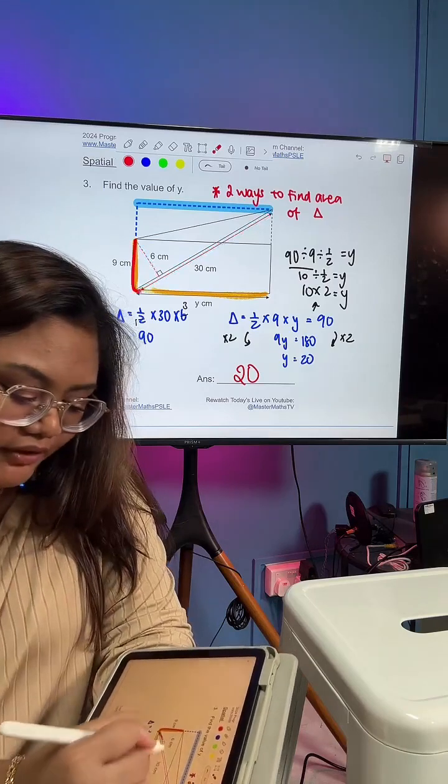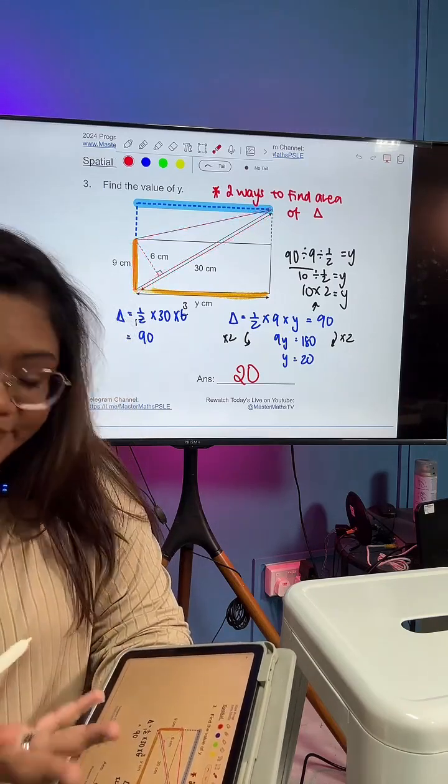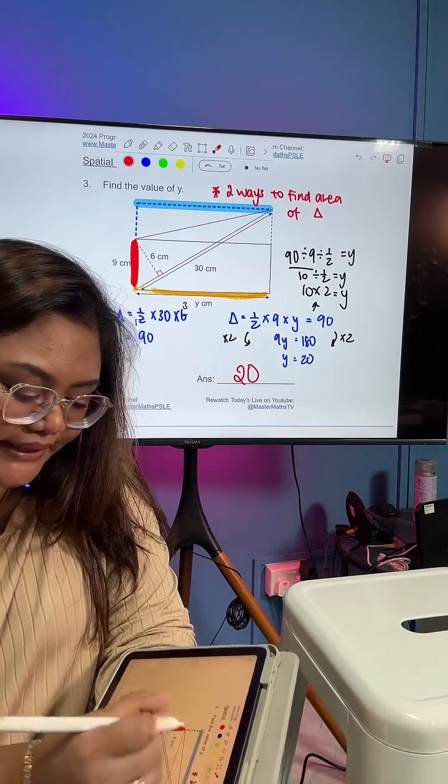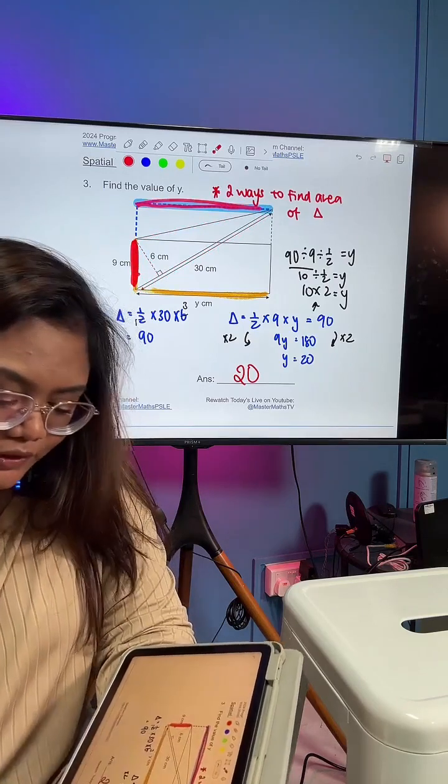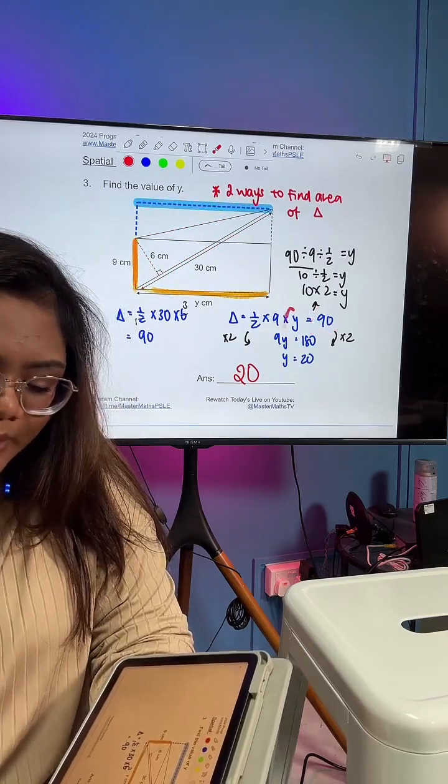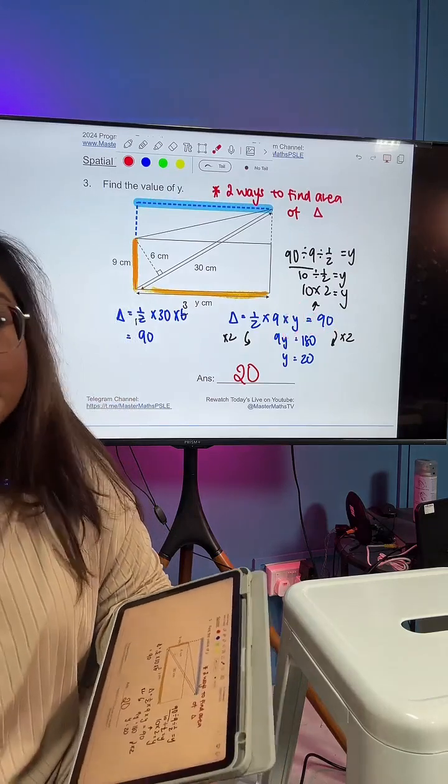The same triangle cannot have different area, right? Must still be 90, right? So half times base 9 times height y must also give you 90. So work your way to get y. Okay? So y must be 20.